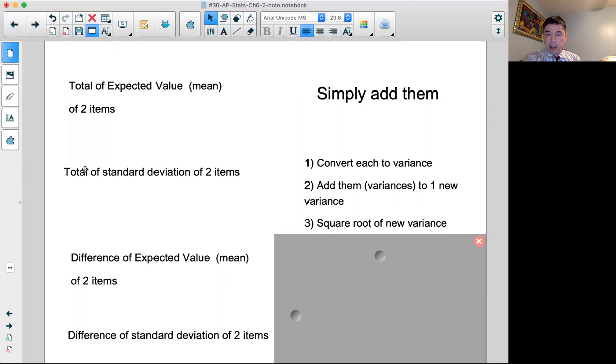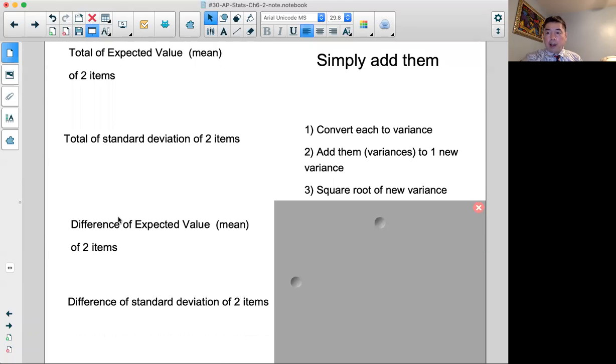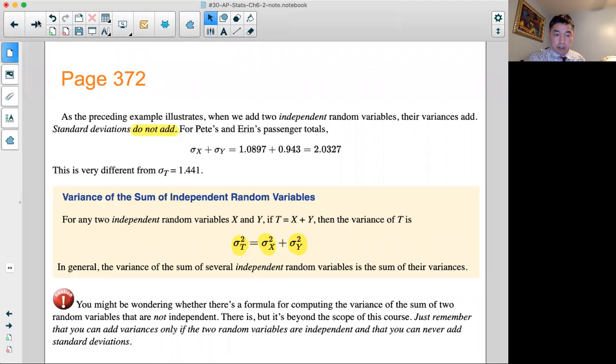total, okay? Now, what I left over of the lesson of assignment 30, chapter 6-2, I forgot to talk about the difference of the value, and the difference of the expected mean and the difference of the standard deviation. So we still use Pete's Safari Tours and Erin's Safari Tours. I hope you remember those.